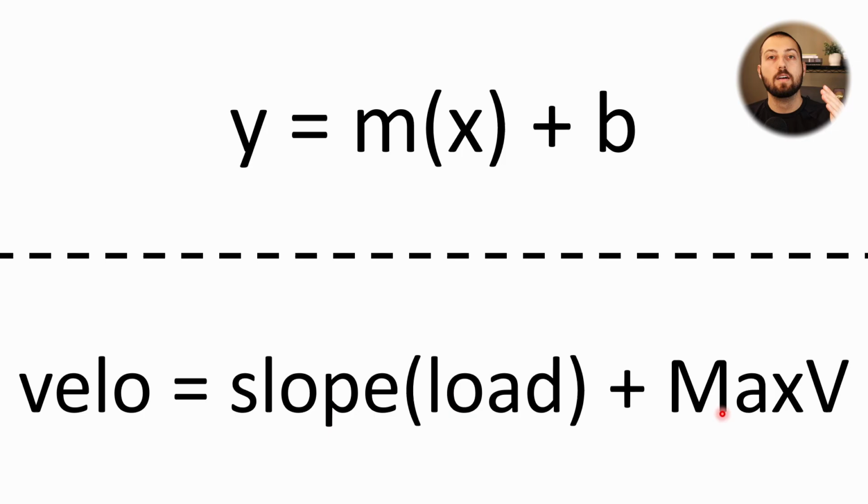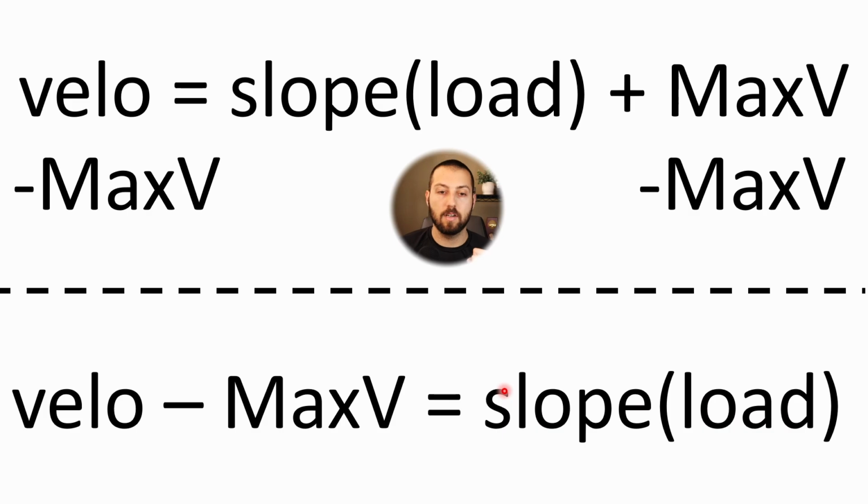So if we know that we want to run at certain velocity decrements in training, we know their velocity, then all we have to do is just work backwards to solve what the load should be to achieve that velocity. And I'll show you here. How do we just get load by itself? And this is basically just subtraction and division.